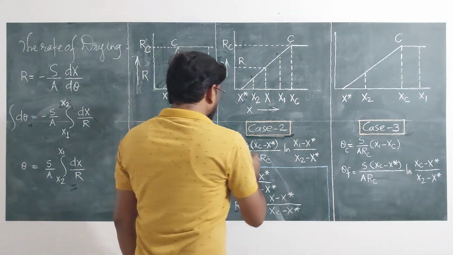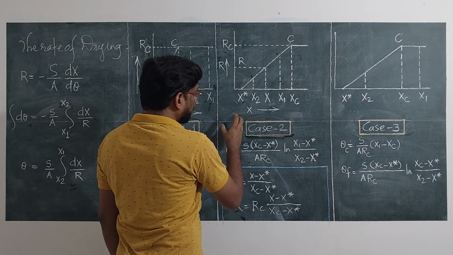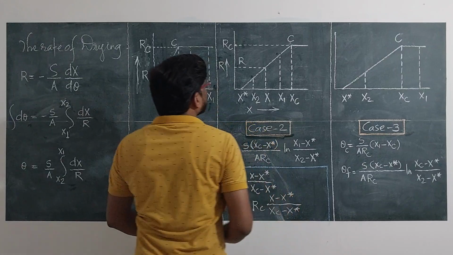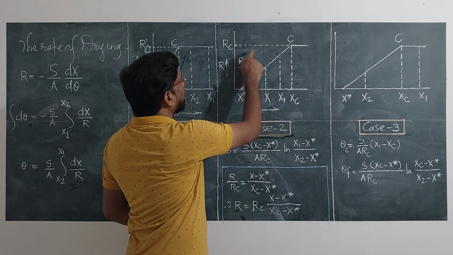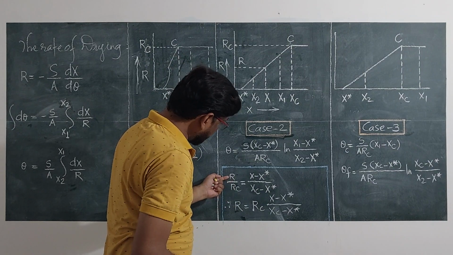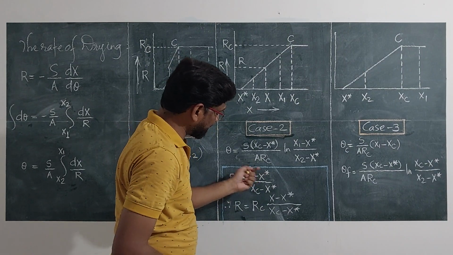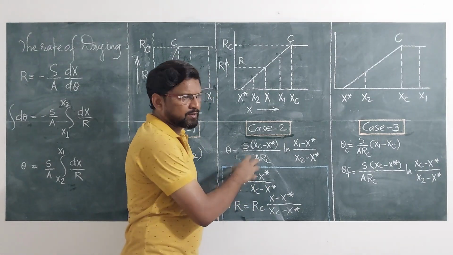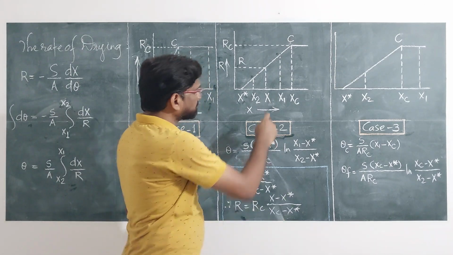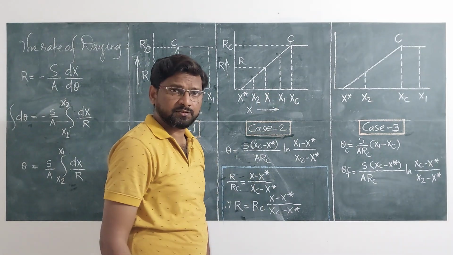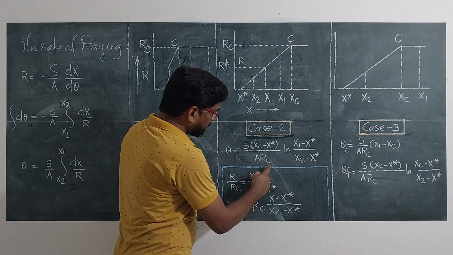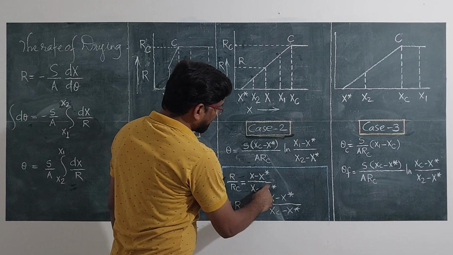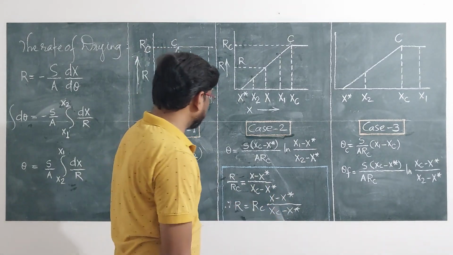Therefore, we got this equation. If we put this R in place of this R in this formula, there is a relation between this R and RC. That relation is R upon RC is equal to X minus X star upon XC minus X star. We know X is any moisture content, XC is the critical moisture content, and X star is the equilibrium moisture content.